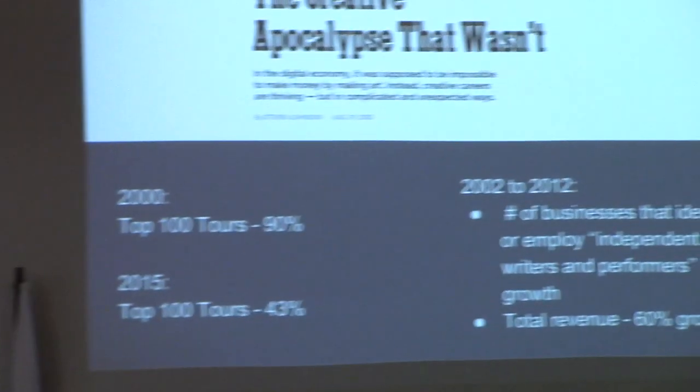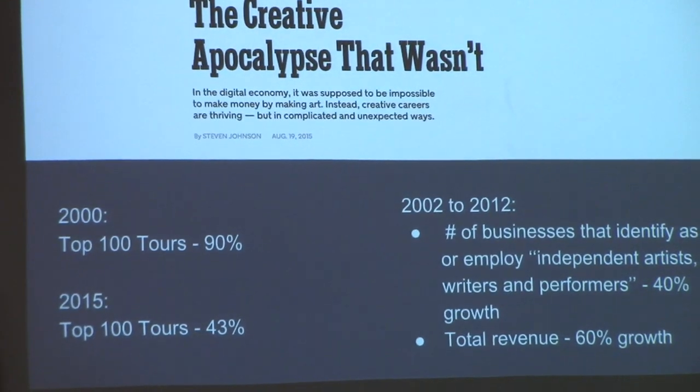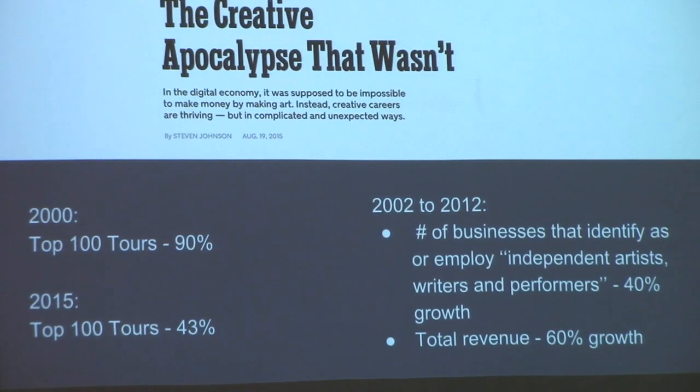Now let's look at this from 2002 to 2012. Mr. Johnson's doing some interesting kind of numbers analysis. The number of businesses that identify as or employ independent artists, writers, and performers has grown 40%. Right? Total revenue for these independent artists has gone up 60%. So rather than the kind of apocalyptic disruption Lars Ulrich was talking about in 2001 or 2000, we saw actually a diversification of the market and more possibilities for more independent artists.